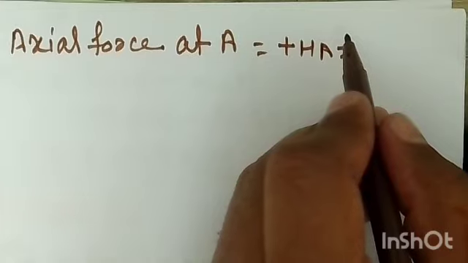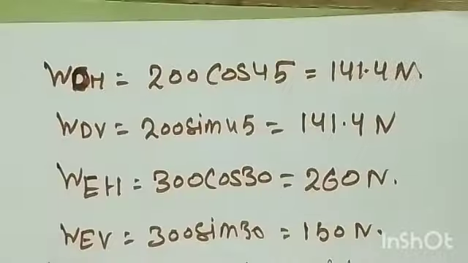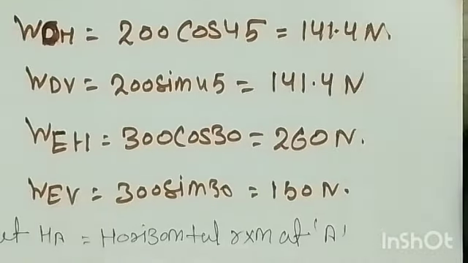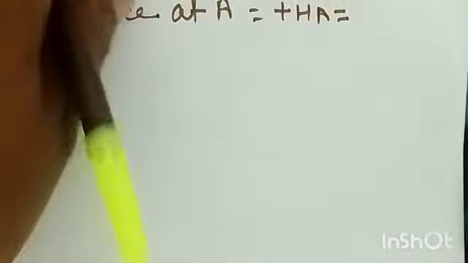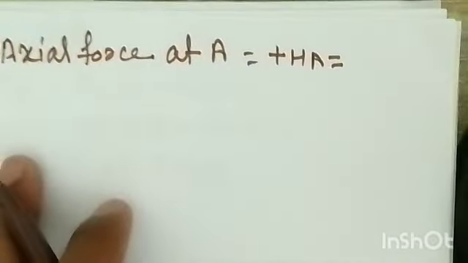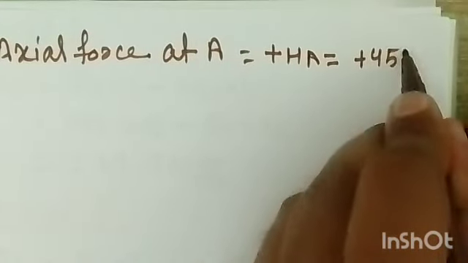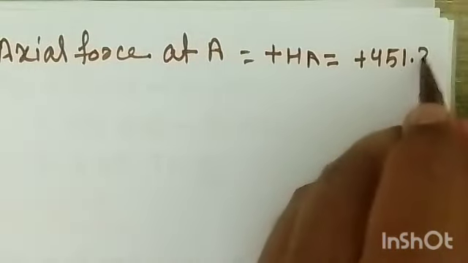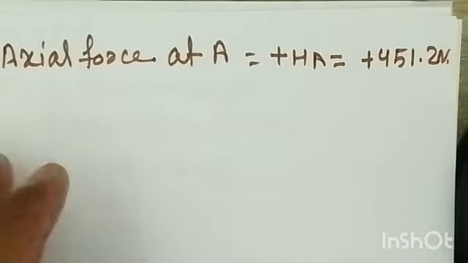We calculated the horizontal reaction, let me check. Yes, the horizontal reaction is 451.4 Newton, right? At the starting itself we calculated this. So this is plus 451.2. That sign convention is very important, and it will play a very vital role.